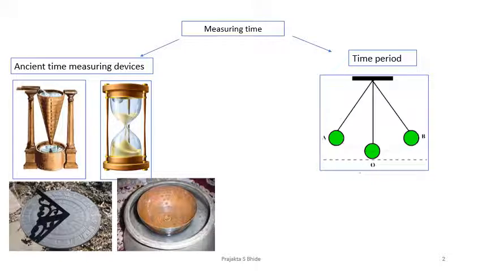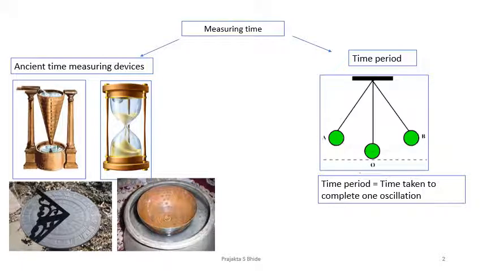Okay, so in this the pendulum is said to complete one oscillation when the bob starts from the mean position, that is O, and it moves to B, then to A, then to O. See the transition. From O to B, B to A to O. When this one cycle is complete, I say one oscillation is complete. So time period is time taken to complete one oscillation.